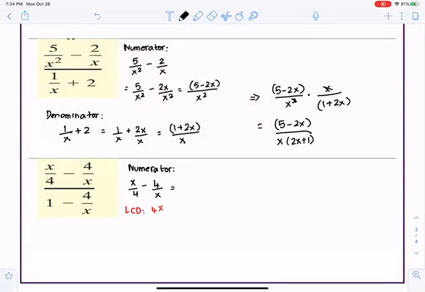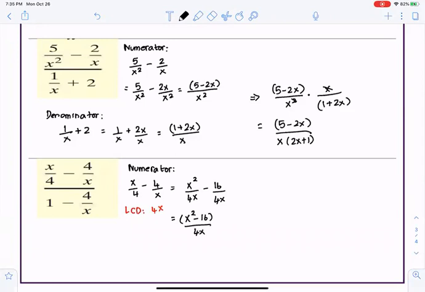So I need to get a 4x in the first fraction, so I multiply and divide by x. X times x is x squared divided by 4x. I need a 4 in the second denominator, so I'm going to multiply and divide by 4. Which would give us 16 over 4x. Now that I have a common denominator, I simply have x squared minus 16 divided by 4x.